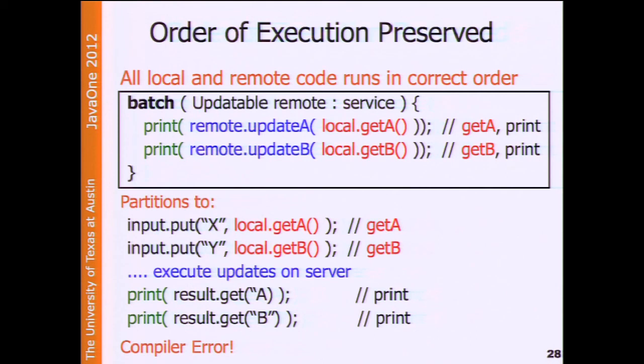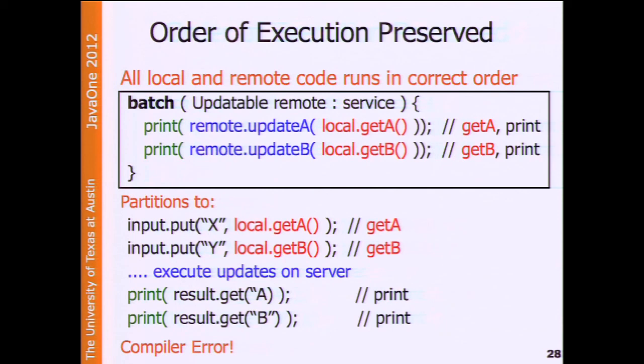And so here's an example that is a compiler error, even though it looks like a valid batch. It gets a local A, it calls update A on the remote thing, and then it prints out the answer. And then it gets some local B, calls update B on the remote server, and then tries to print out the answer.